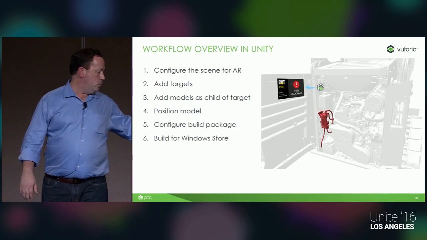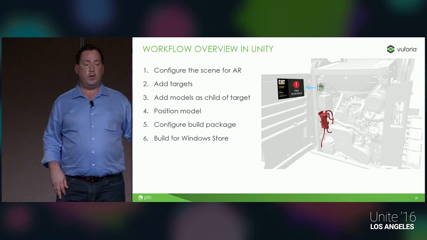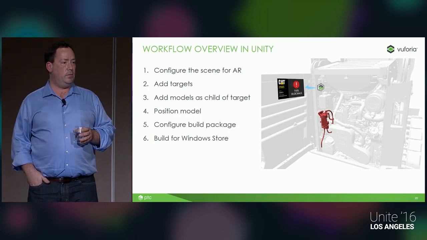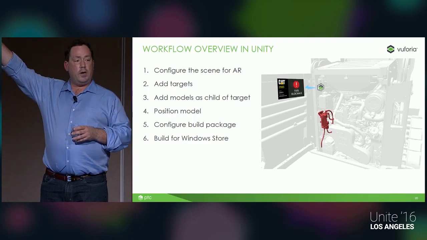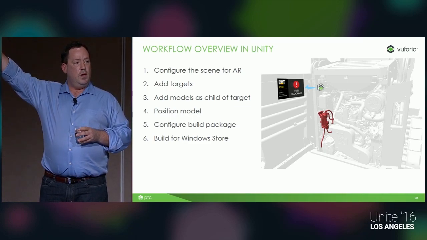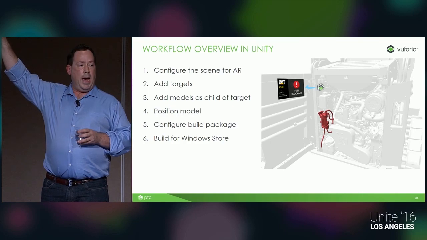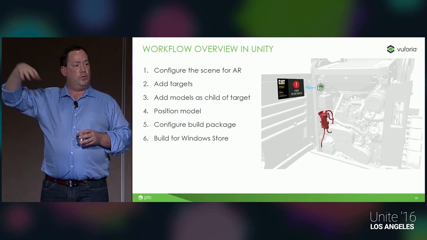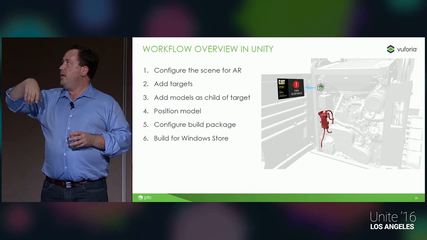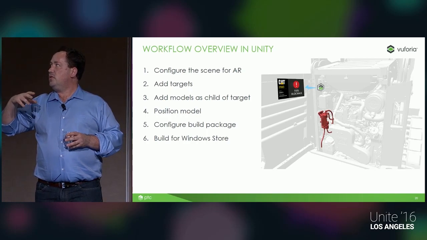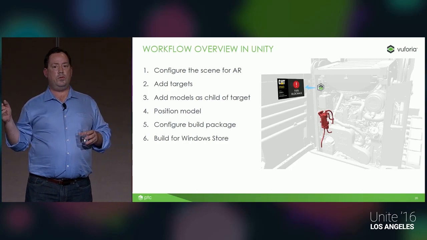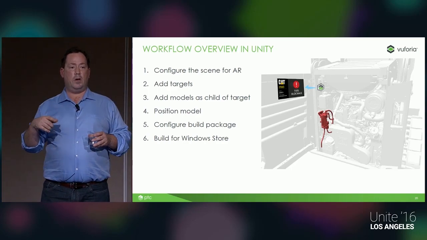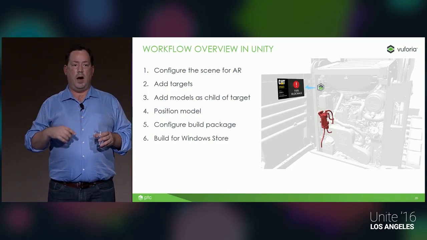So what you're going to do is configure your scene for augmented reality using Vuforia in Unity. You'll then add the target that you would like to use. Again, these are added to the target manager. Everything is managed through the target manager online. And then once you have the target in the scene, you're adding any content that you want to use as a child of the target. I'll show you this in the Unity hierarchy.